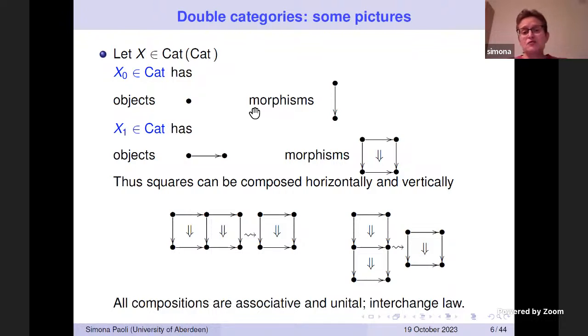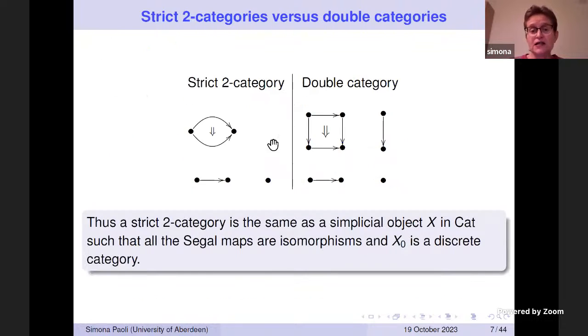We could specialize to the case where your double category is such that all these vertical morphisms are identities. Then you can take one of these squares and squeeze the vertical arrow. So what do you get? You get a globe. And what is this? It's a strict two category.